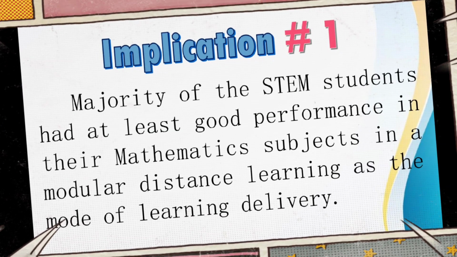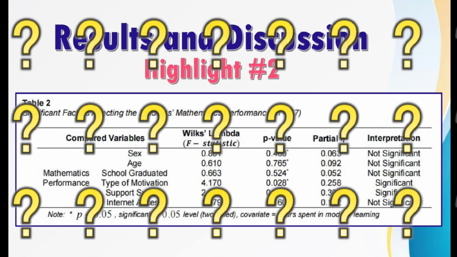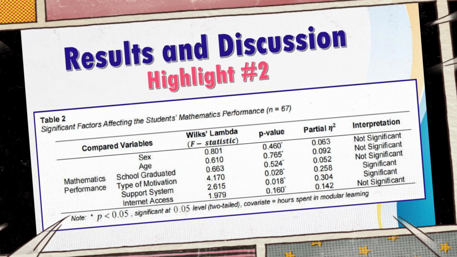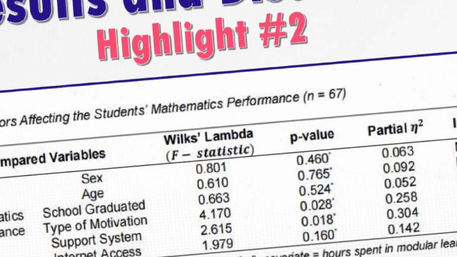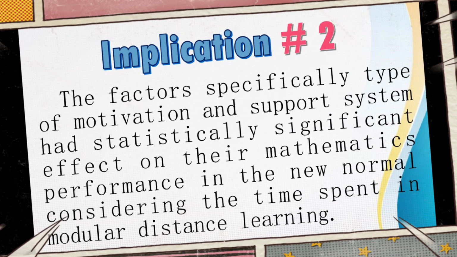Implication number 1. Majority of the STEM students had at least good performance in their mathematics subjects in a modular distance learning as the mode of learning delivery. Implication number 2. The factor, specifically type of motivation and support system, had statistically significant effect on their mathematics performance in the new normal, considering the time spent in modular distance learning.